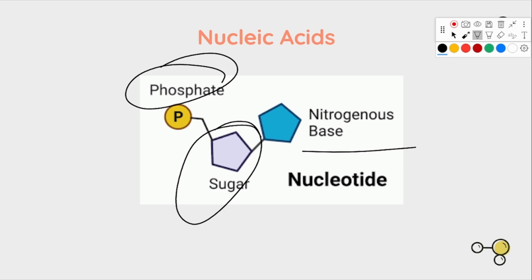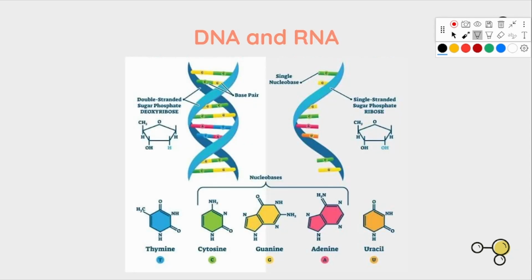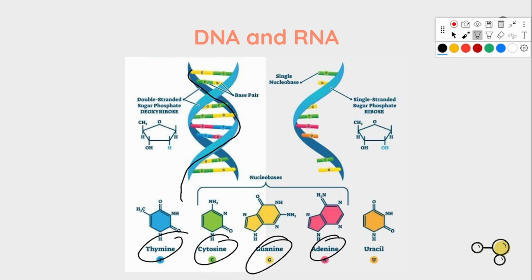Now, there are 2 types of nucleic acids that you probably already know. The first of which is DNA. DNA, or deoxyribonucleic acid, includes a 5-carbon sugar called deoxyribose, nitrogenous bases, thymine, cytosine, guanine, and adenine, and a sugar phosphate backbone. Uniquely, DNA has a double-stranded helix shape.